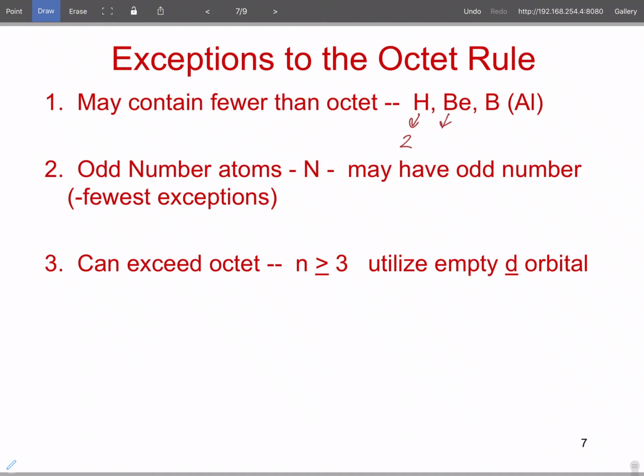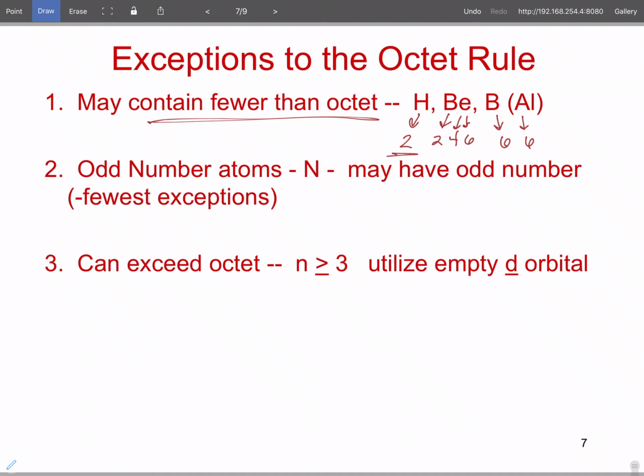Beryllium's kind of psycho. It can have 2, 4, or 6. I don't tend to play with beryllium because it's a little too wonky for me. And boron is happy with 6, as is aluminum. Now, aluminum is in parentheses because for some bizarre reason they always tell you boron, but they don't tell you aluminum. And aluminum you actually encounter more than boron when you do compounds. So those are your ones, and they contain fewer than an octet.